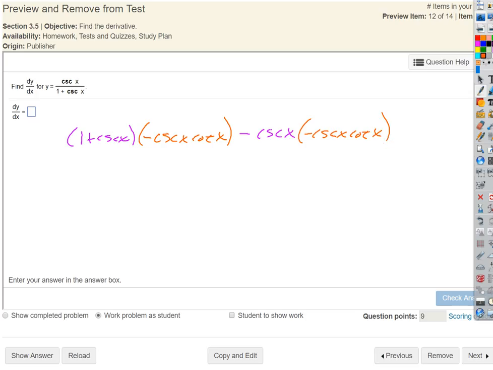Okay, and then what's the other part of the quotient rule? Can't forget? Okay, good. Low squared, so quantity 1 plus cosecant x squared. So if we go ahead and distribute, wait, don't we not? We don't distribute on the bottom, the squared. Just leave it there. Yeah, just leave it, right. That bottom is going to be a mess to expand out.